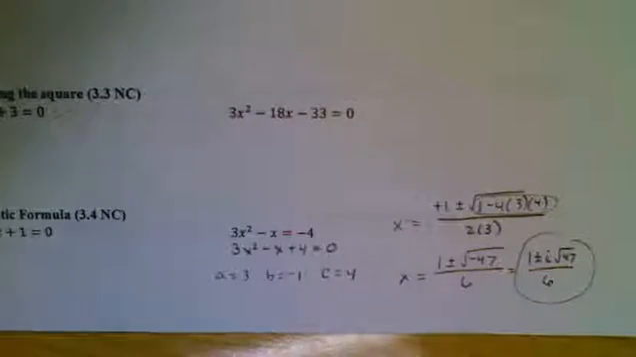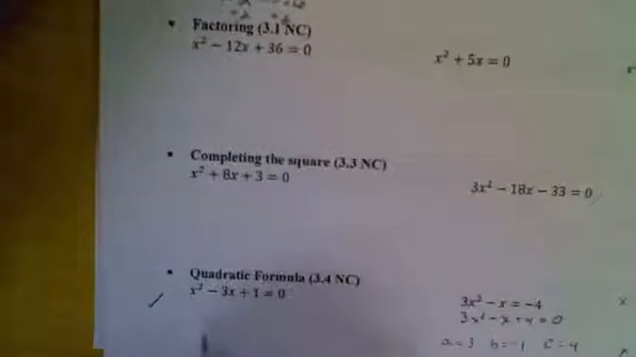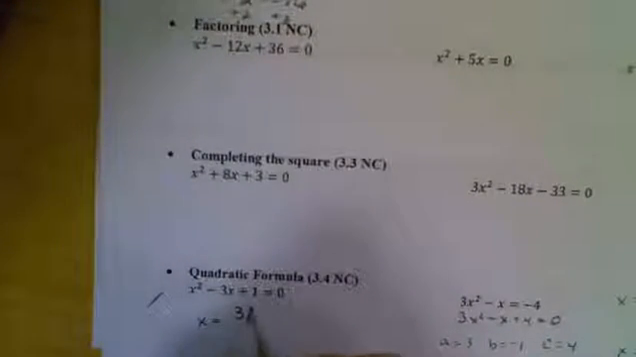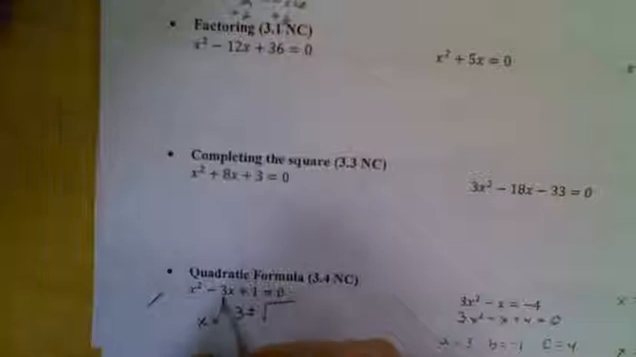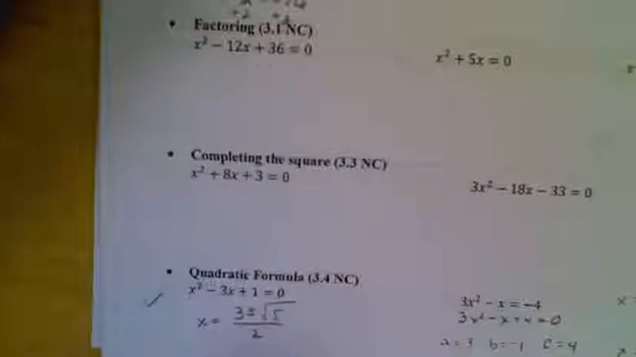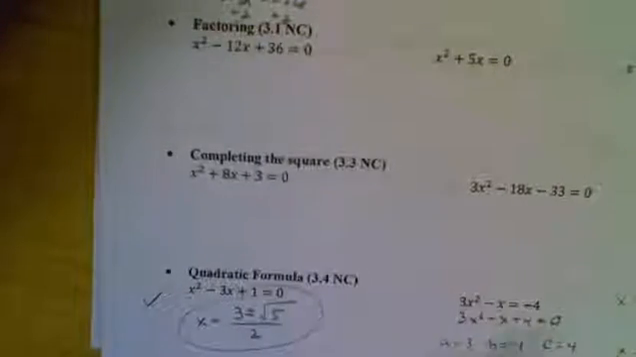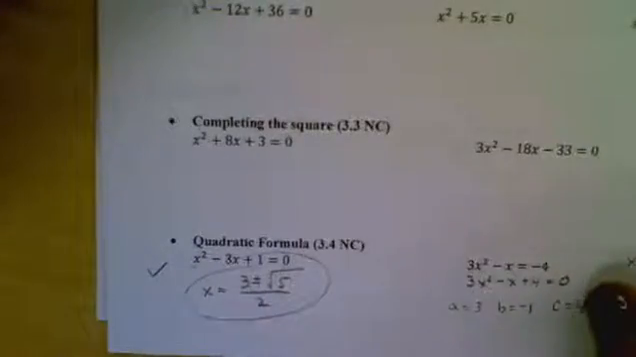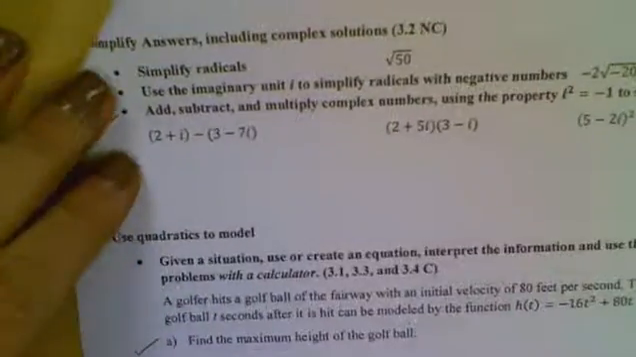All right. If you did this one, I'm sure you could check your answer with your teacher, but you should have gotten 3 plus or minus. When you take b squared minus 4 times a times c, you should have gotten 5 all over 2. So that's the answer you should have gotten for that one if you try that one. Okay? All right.